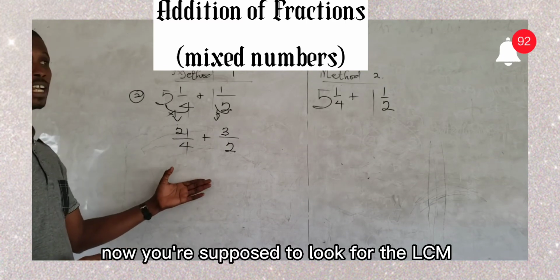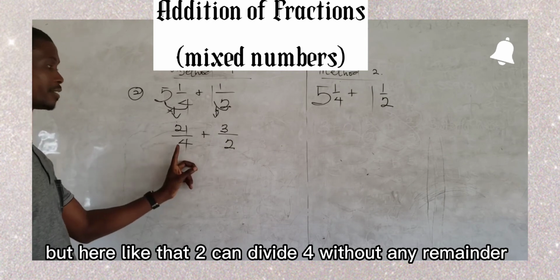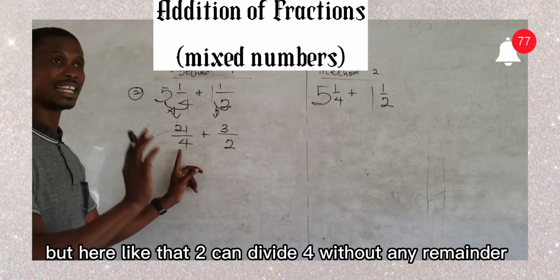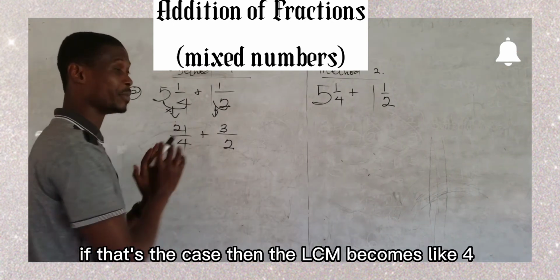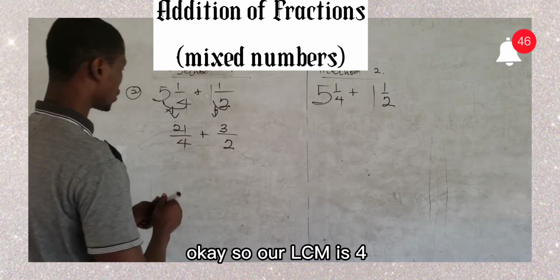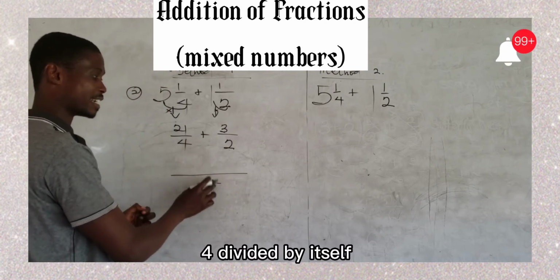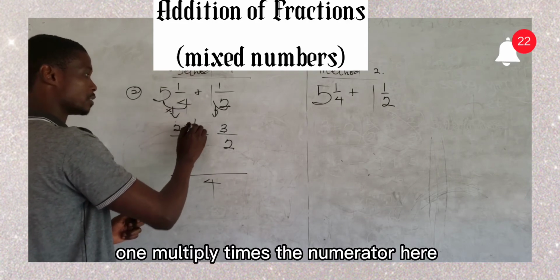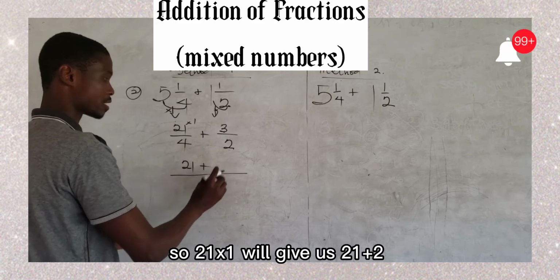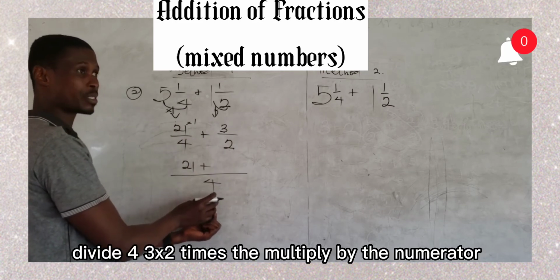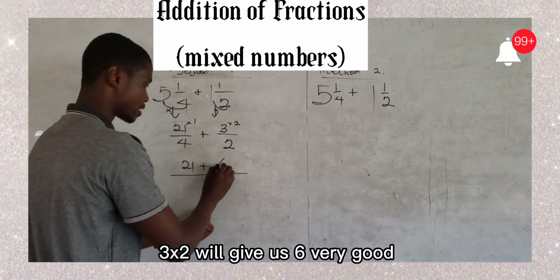Now you're supposed to look for the LCM, but here realize that 2 can divide 4 without any remainder. If that's the case, then the LCM becomes what? 4. Okay, so our LCM here is 4. And 4 divides itself 1, we multiply times the numerator here. So 21 times 1 will give us 21. Plus 2 divides 4 two times. We multiply by the numerator. 3 times 2 will give us 6.